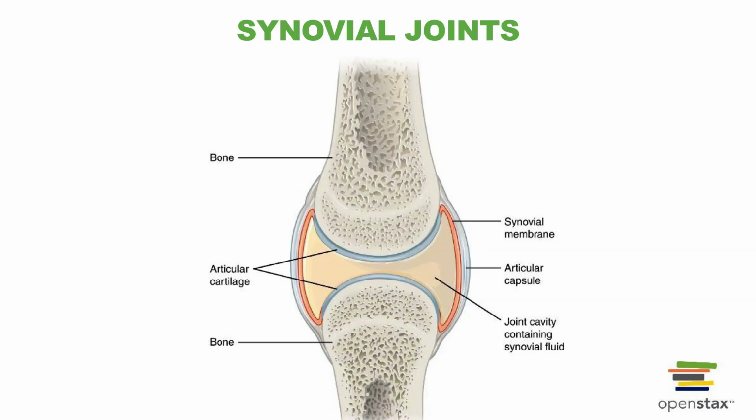Inside this capsule lies the joint cavity, filled with lubricating synovial fluid. The ends of the bones are covered with articular cartilage, providing a smooth, cushioned surface for movement. Supporting these components are ligaments, which connect the bones and provide stability, preventing excessive movement while allowing necessary motion.